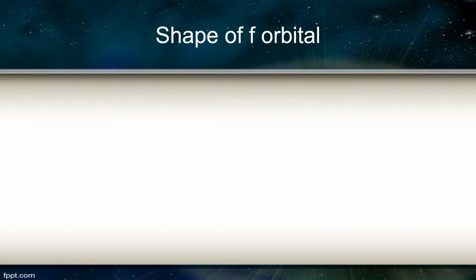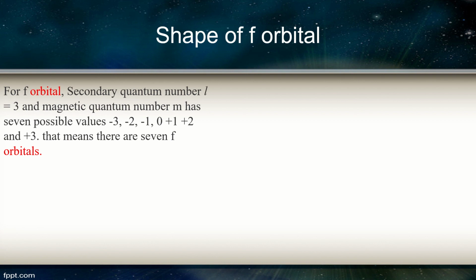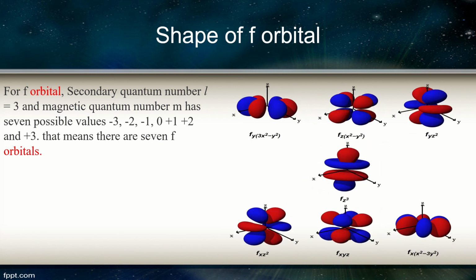Now, shape of f orbital. It is the most complex orbital. For f orbital, the secondary quantum number l equals 3 and the magnetic quantum number m has 7 possible values: -3, -2, -1, 0, +1, +2 and +3. That means there are 7 f orbitals. Look, these are the 7 f orbitals.